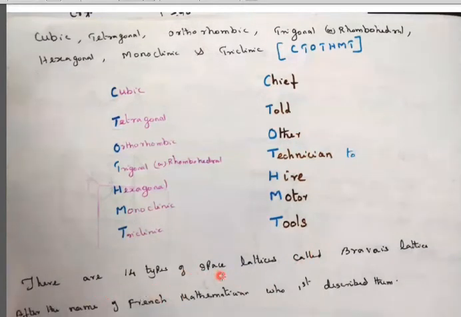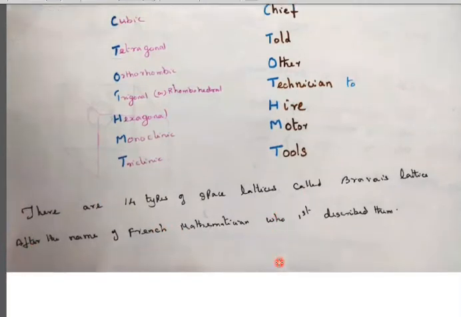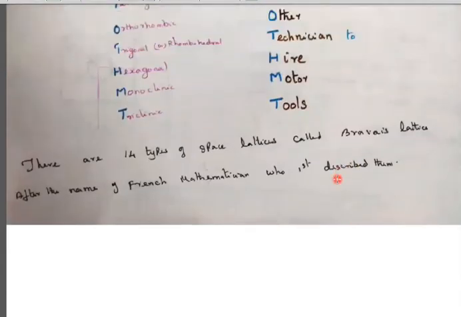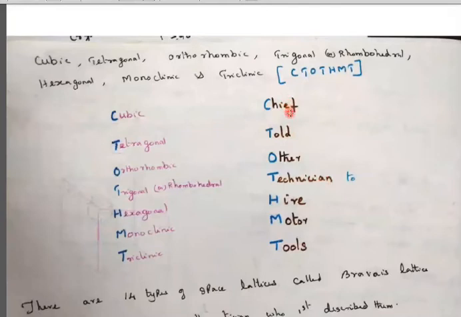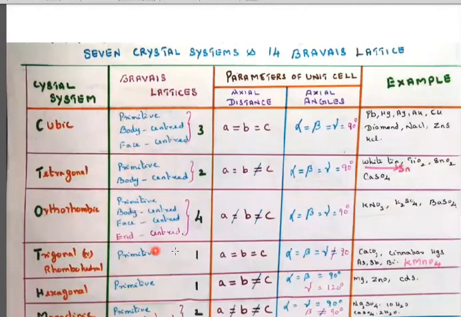So there are 14 types of space lattice called Bravais lattices, named after the French scientist Bravais who first discovered them. To honor him, they are called Bravais lattices. So the 7 systems are nothing but cubic, tetragonal, orthorhombic, trigonal, hexagonal, monoclinic, and triclinic. So tin belongs to tetragonal.